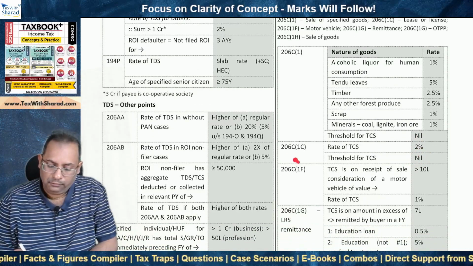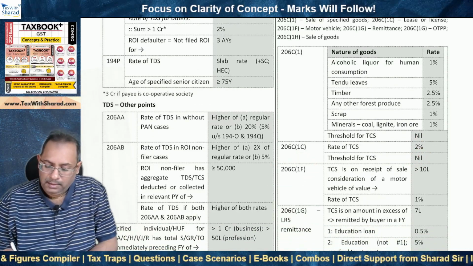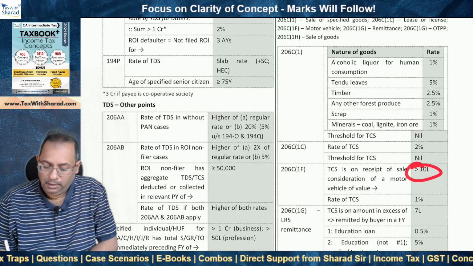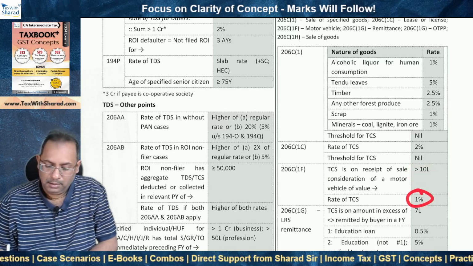206C(1F) is on sale of motor vehicle, and TCS is on receipt of sale consideration of a motor vehicle of value more than 10 lakh of rupees, and the rate of TCS is 1%.